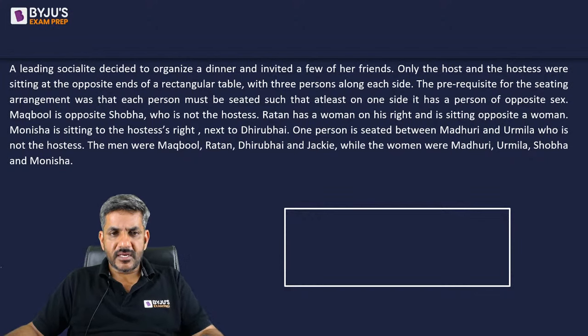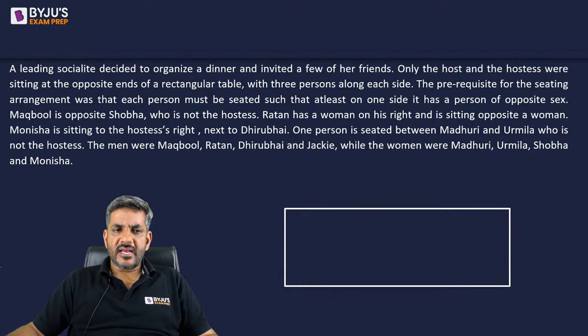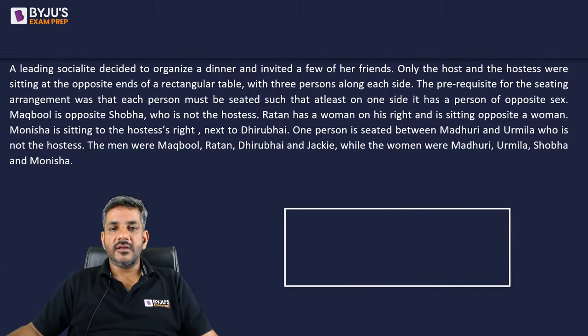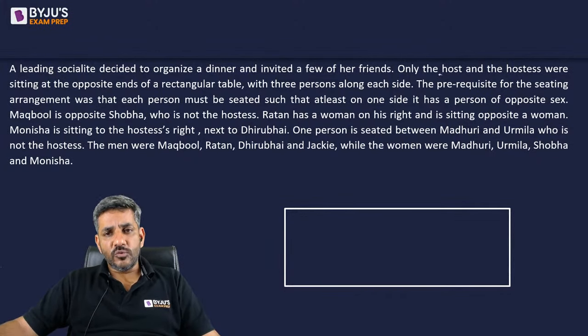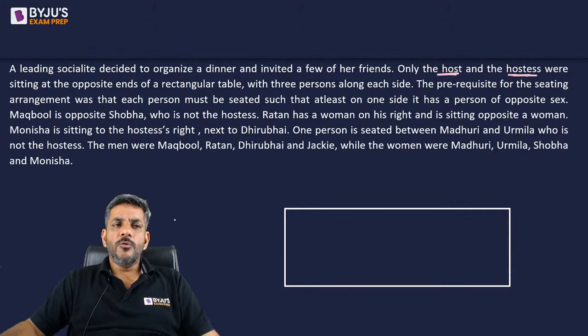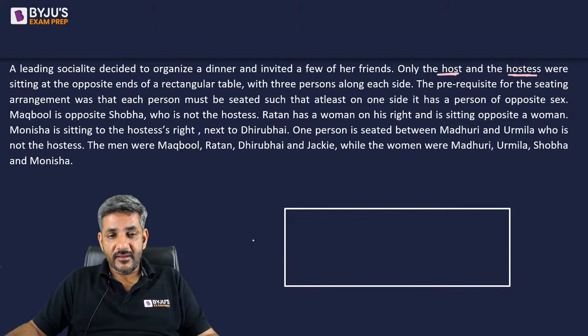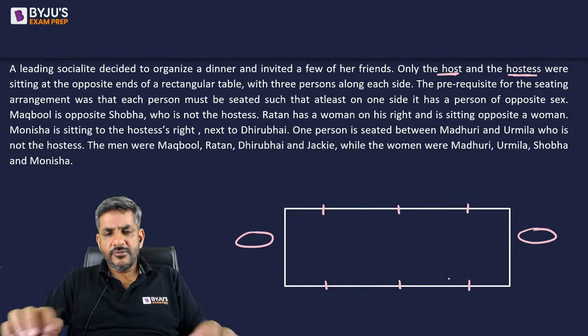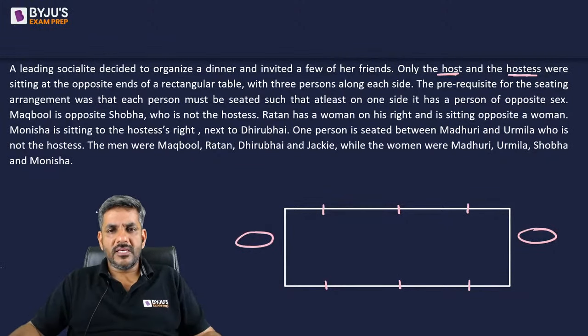अगर मैं previous page पे जाता हूं तो, a leading socialite decided to organize a dinner and invited a few of her friends. Only the host and the hostess were sitting at the opposite ends of a rectangular table with three persons along each side. Right? It is clearly given. तो इसका मतलब इन दोनों जगह पे host और hostess बैठेंगे, and here we have three people over here and we have three people over here. Okay, so two places, host and hostess, three people on the other two sides.